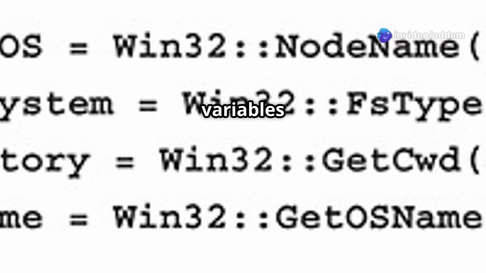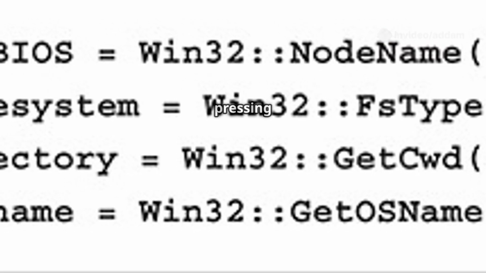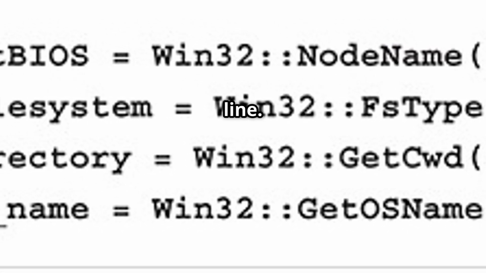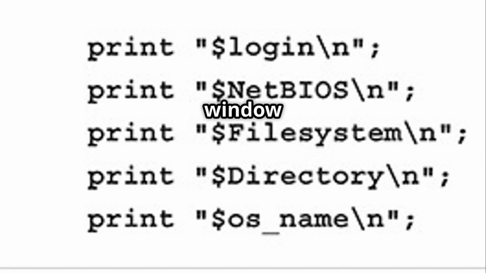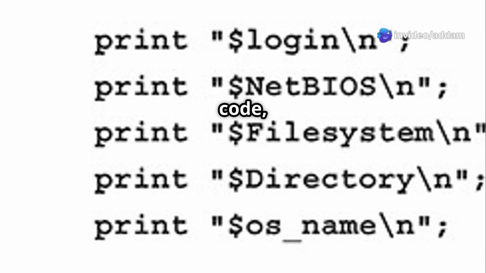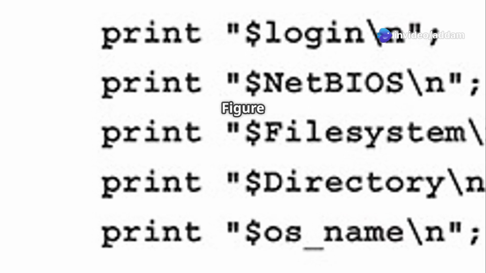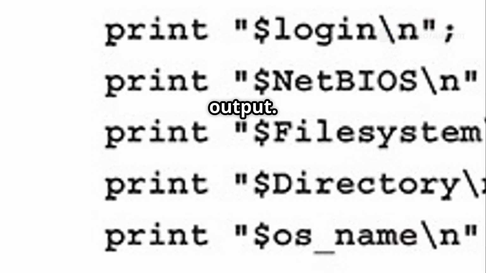The following variables need to be displayed on screen. Type the lines of code as shown, pressing Enter after each line. When you're finished, your window should look similar to Figure 7-14. After typing all the code, save the program, run it, and debug any errors. Figure 7-15 shows the output.